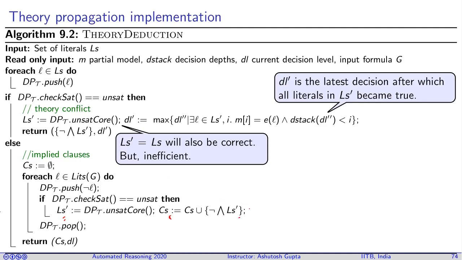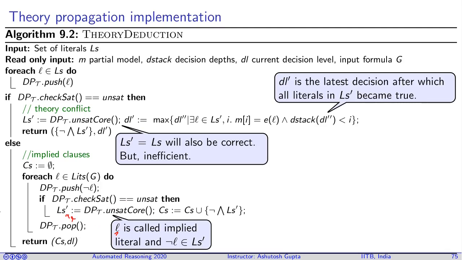Note that now I'm not changing my decision level, so the original decision level remains the same, and we return the same decision level as we received. However, we keep adding these clauses which encode that the current decision implied L. If you carefully analyze this algorithm, you will find that it is guaranteed that ls prime contains not L. And then finally, when we have collected all the implied clauses with respect to all the literals, we return the set of collected implied clauses.